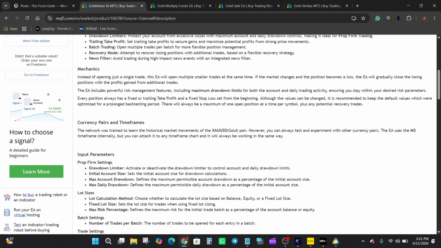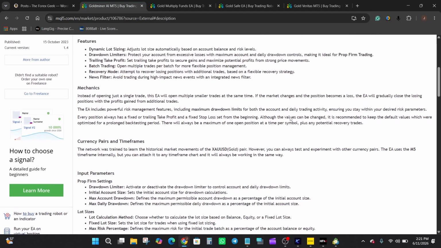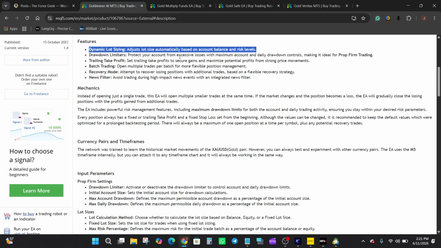Looking at the feature set, one of the main highlights is dynamic lot sizing. The EA can automatically adjust position sizes based on balance, equity, or user-defined risk parameters. For traders focused on risk control, there are built-in drawdown limiters that can restrict both overall account drawdown and daily drawdown levels, which is particularly relevant for prop firm style trading objectives.